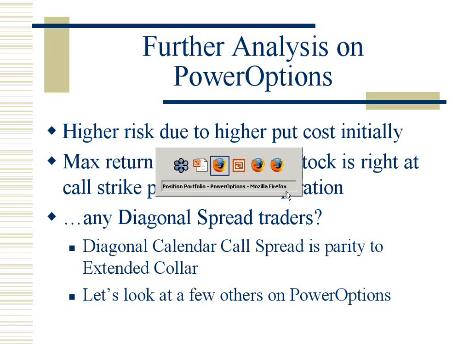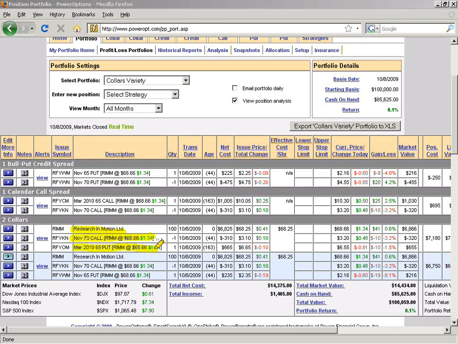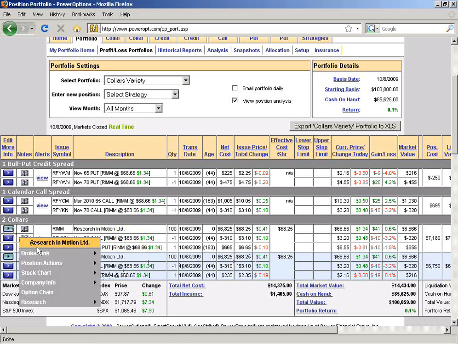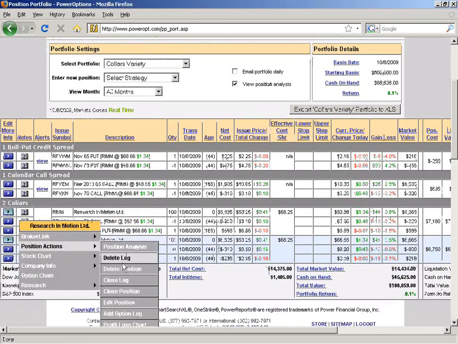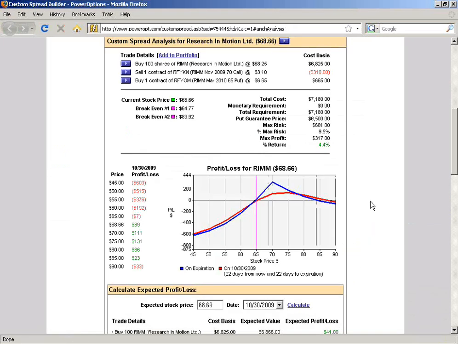Let's go back to the PowerOptions tools. I want to show this position here. We want to take a look at that profit and loss chart. Here's the extended collar position we just referred to. There's our November 70 call, and then we added the March 2010 65 put option against it instead of using the November. Okay, so we're going to click that More Information button, and now we're going to go to the profit and loss chart, and let's take a look at what this extended collar position would look like.